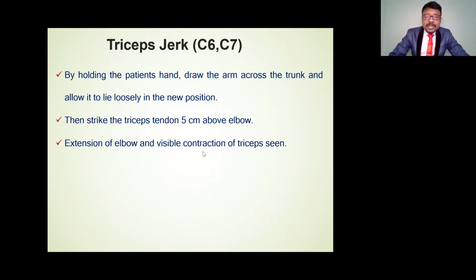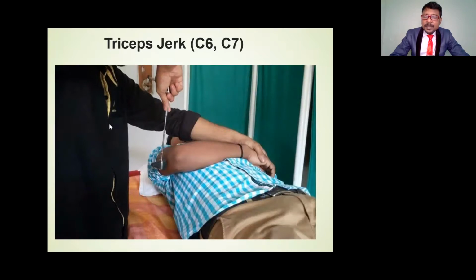Next one is the triceps jerk. With the triceps jerk, mainly we are going to find the response of the C6, C7 innervation. In this examination, the patient should be in a supine lying position, or prone lying position, but we have to bring the elbow into a flexed position, because the triceps action is extension of the elbow. If we tap over the triceps tendon above the elbow joint, the response will be extension of the elbow.